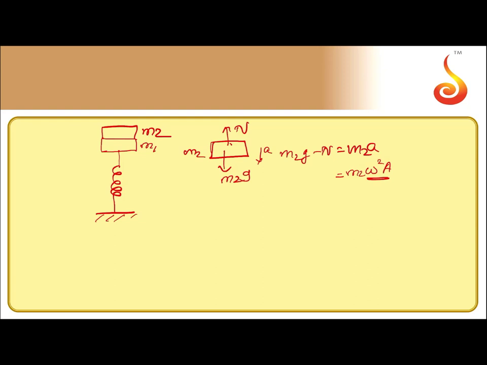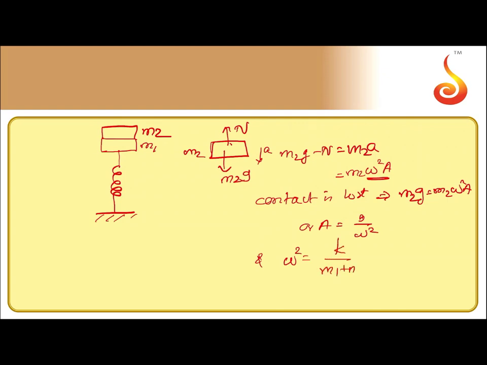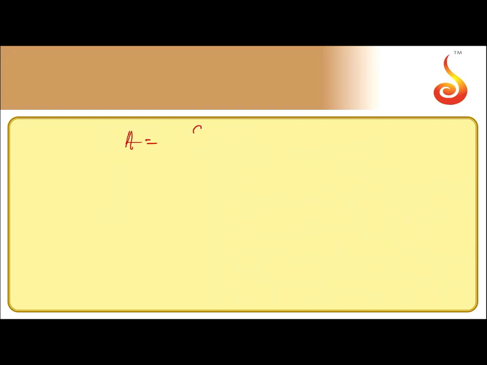Now, if contact is lost, then N becomes 0, which implies M2g is equal to M2 omega square A, or A is equal to g divided by omega square. This is the amplitude. We also know that omega square is equal to k divided by M1 plus M2. That's the angular frequency.